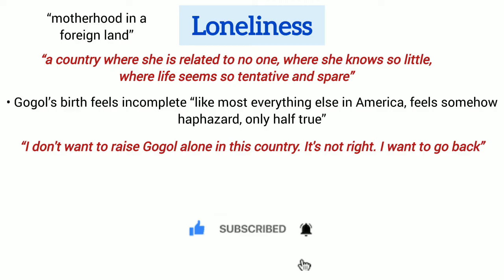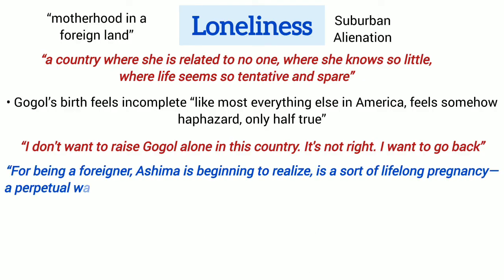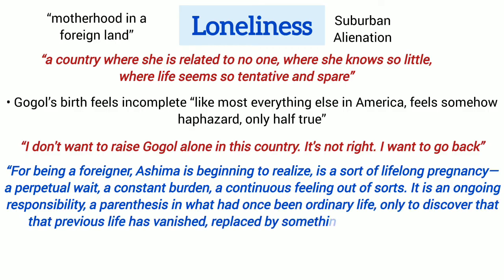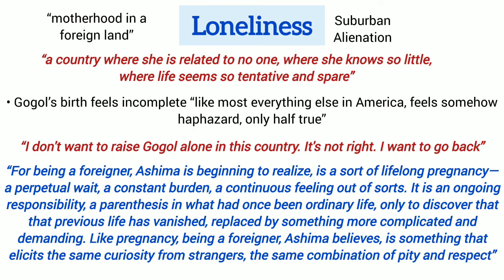Ashima, living far from relatives, struggles with suburban alienation. For being a foreigner, Ashima is beginning to realize, is a sort of lifelong pregnancy, a perpetual wait, a constant burden, a continuous feeling out of sorts. It is an ongoing responsibility, a parenthesis in what had once been ordinary life, only to discover that the previous life has vanished, replaced by something more complicated and demanding.